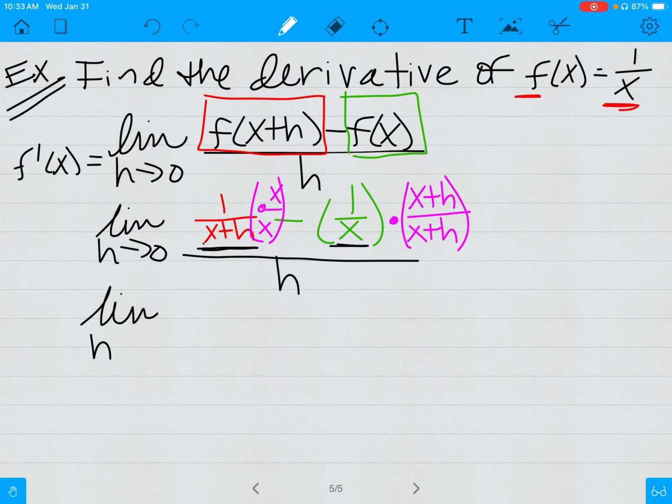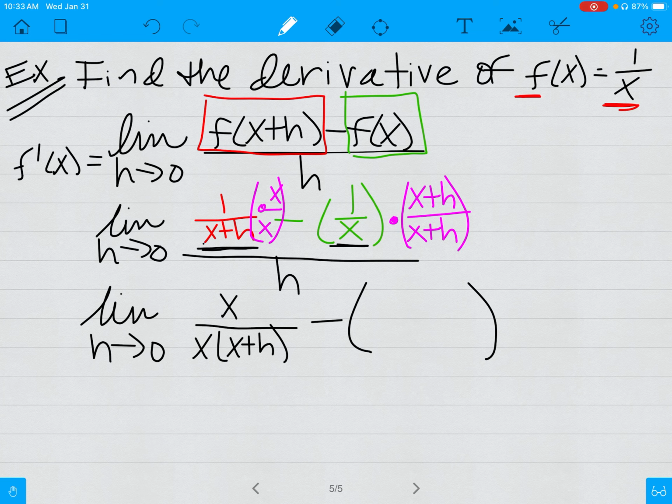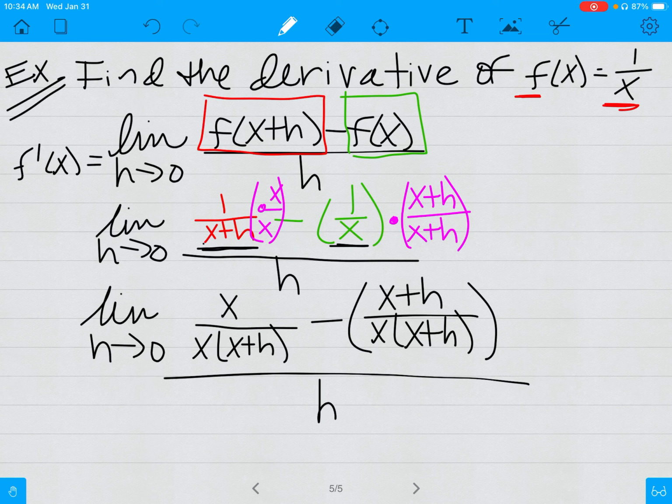So we have limit as h approaches 0 of, when I multiply these two things together, I have x over x times x plus h, and I'm actually going to leave the denominator in that factored form for right now. Then I'm subtracting, and again, don't forget a set of parentheses around that part that you're subtracting, because we're going to have to distribute that negative through. In the numerator, we'll have x plus h. In the denominator, we have x times x plus h. And this whole thing is still all over h.